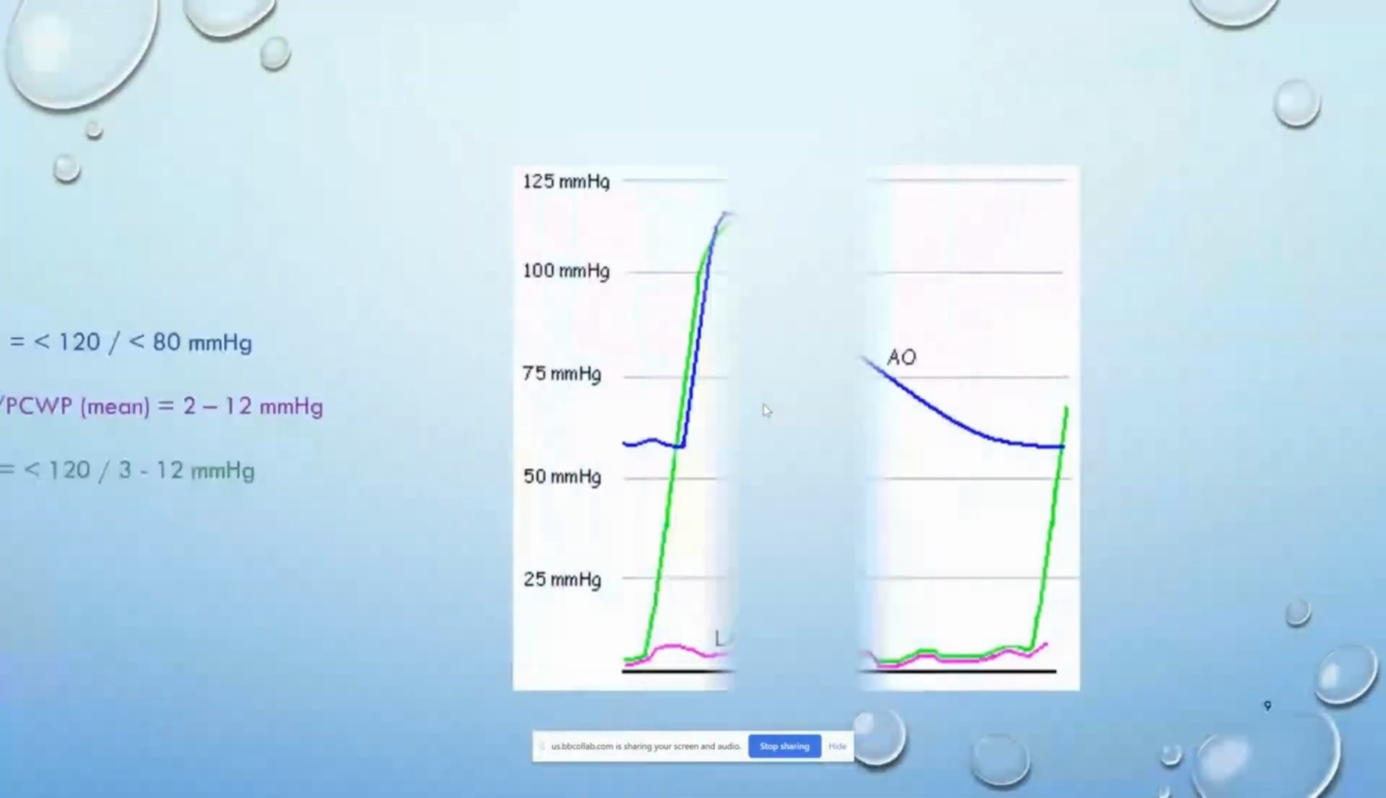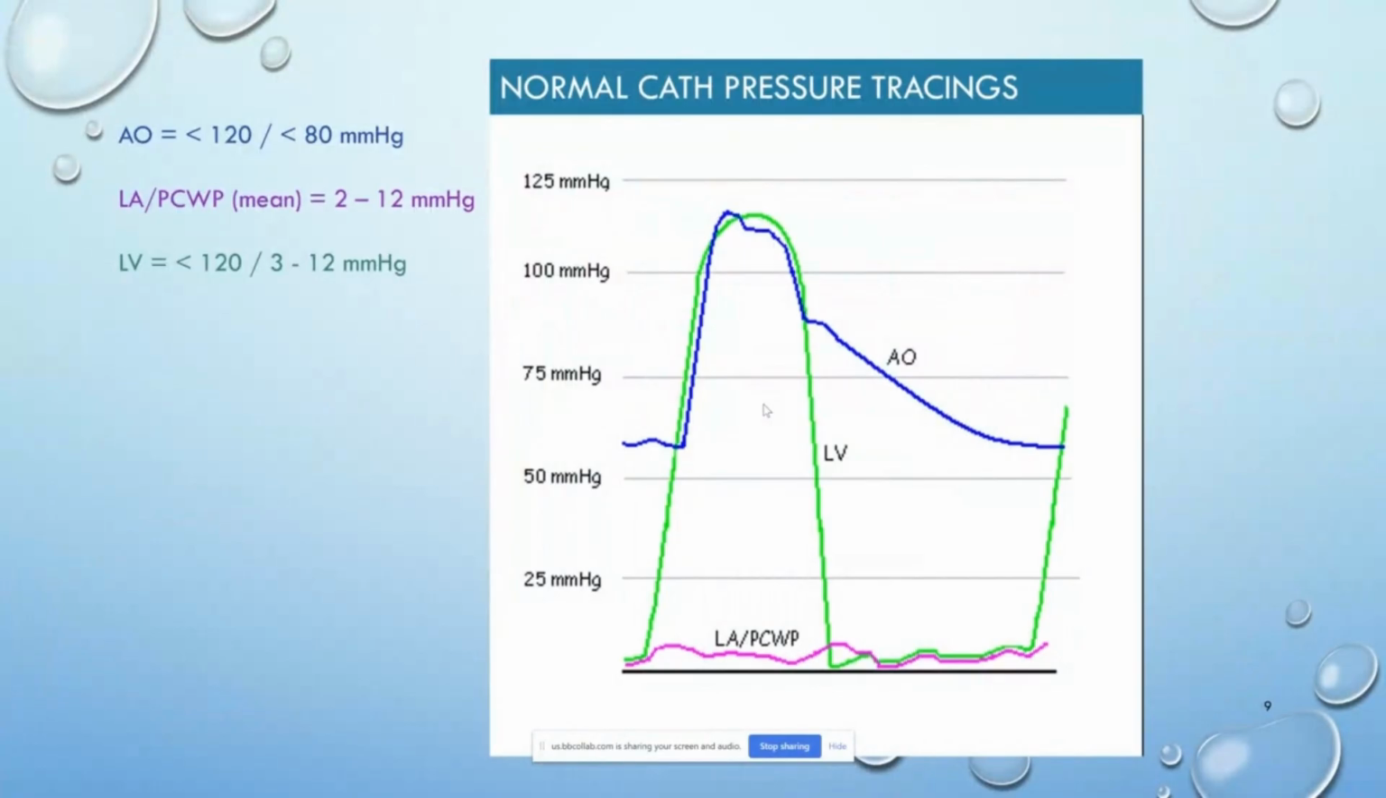All right, so before anything else, you need to know the normal cath pressure tracings. When it comes to the aorta, the pressure should be less than 120/80 millimeters of mercury. When it comes to the left atrium or pulmonary capillary wedge pressure, it should be between 2 to 12 millimeters of mercury. And when it comes to the left ventricle, it should be less than 120, and the diastolic number should be between 3 to 12 millimeters of mercury. So you need to know these normal numbers.